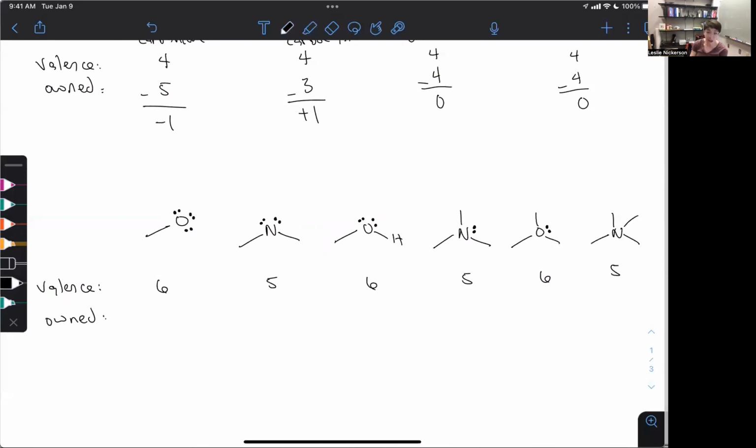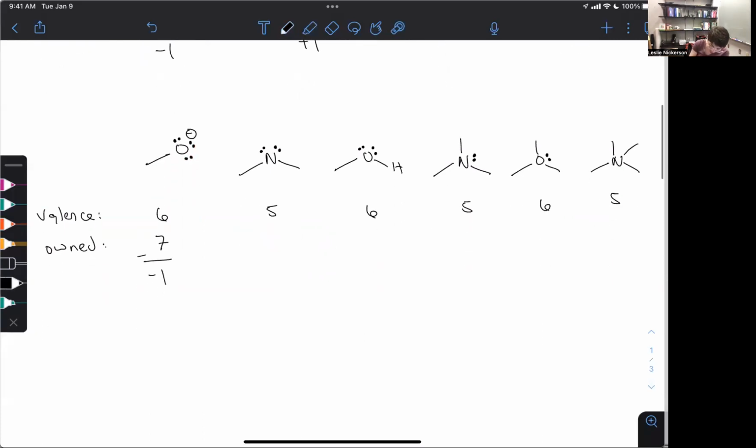Okay, so let's look at how many owned electrons are around this oxygen atom right here. So we're counting all of the lone pairs, 1, 2, 3, 4, 5, 6, 7. So it owns 7 of those electrons. We're counting half the bond, all the lone pairs. So we are owning 7. So 6 minus 7 is -1. Okay, so that's what a -1 charged oxygen is going to look like. It's going to have 3 lone pairs and 1 bond.